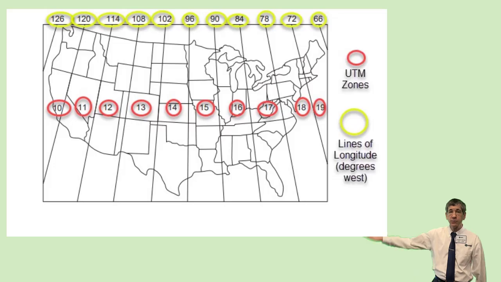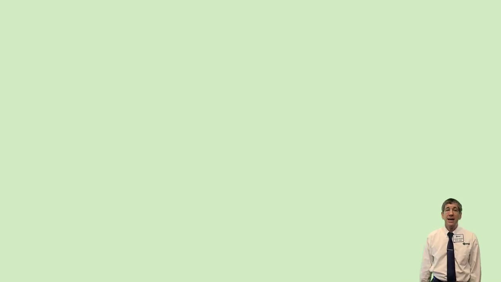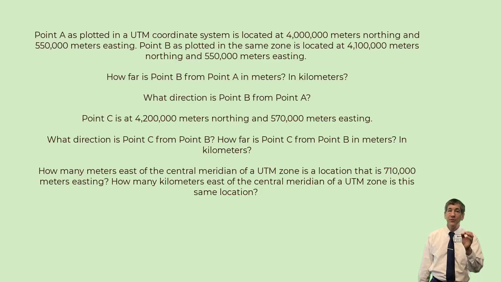Point A here is plotted in a UTM coordinate system as 4 million meters northing and 550,000 meters easting. Point B is plotted in the same zone at 4,100,000 meters northing and 550,000 meters easting. How far is point A from point B in meters, in kilometers? What direction is point B from point A?